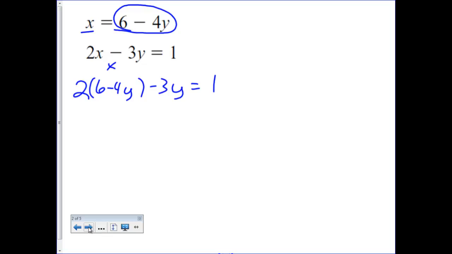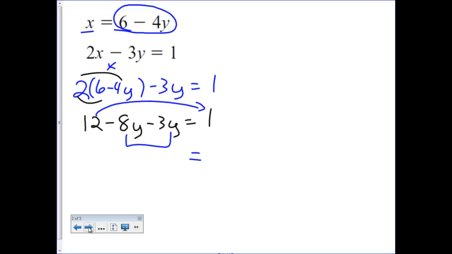So I'm going to go ahead and solve for y. So I have to distribute here, and I end up with 12 minus 8y minus 3y is equal to 1. So the next thing I'm going to do is combine my y's together and move my 12 over. So I'm going to move my 12 over first. So I have a 1 on this side and I'm minusing 12. And then I end up with negative 11. But when I combine my negative 8y with my negative 3y, I have a negative 11y. Divide both sides by negative 11 and y equals 1.